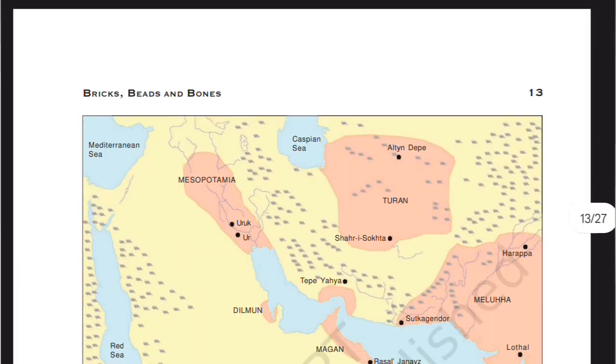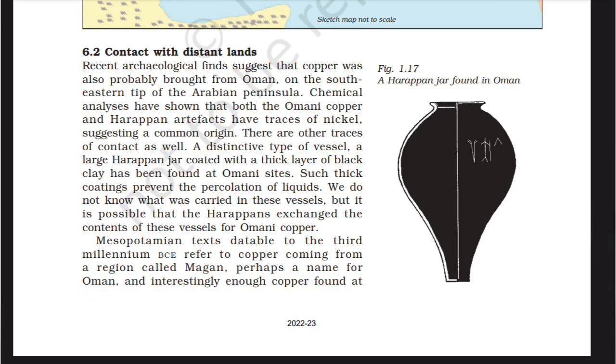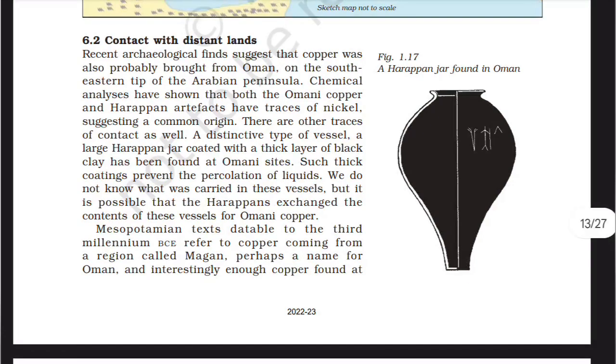Not only from India, they were also having contacts with distant lands. We know that some chemical analysis was done on some copper objects, and traces of nickel have been found, which is very similar to the copper found in Oman. Then some connection with Mesopotamia has also been found.